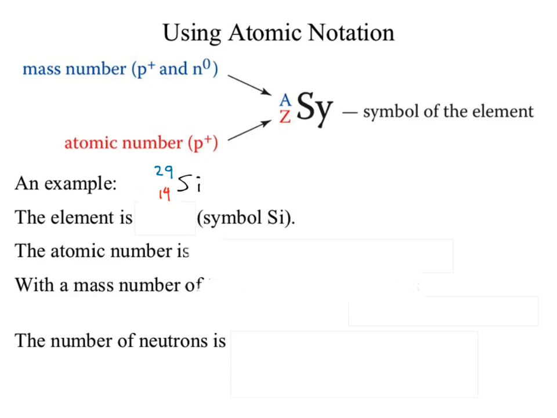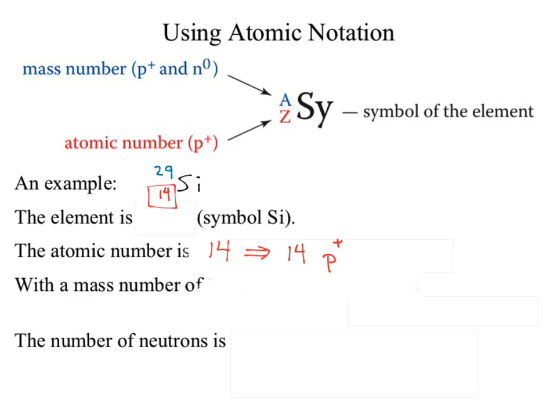The atomic number is what? 14. We're given the notation up here, so stick with the notation. You don't need to look at the periodic table now. We would look in the lower left-hand corner, and we know the atomic number is 14. What does the atomic number tell us? That we have 14 protons. What's our symbol for proton? P, upper right-hand corner, positive.